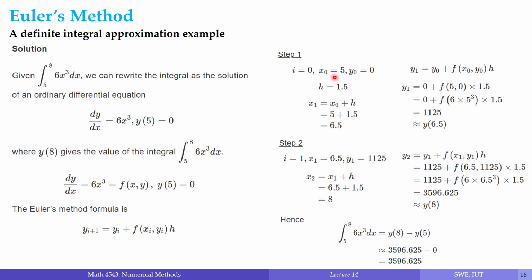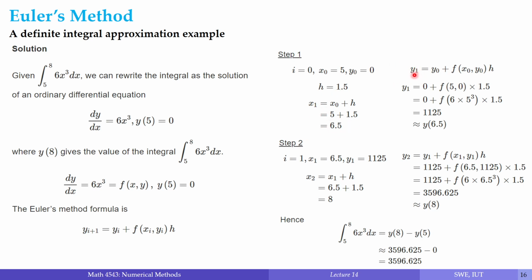We know the value of x0 to be 5 because we know our lower limit, and we also assume that the value of the dependent variable at that point is 0, right? Which means y0 is equal to 0. And our step size is given from the question, it's 1.5. We find the value of x1 to be 6.5. So we know the value of x1 now.